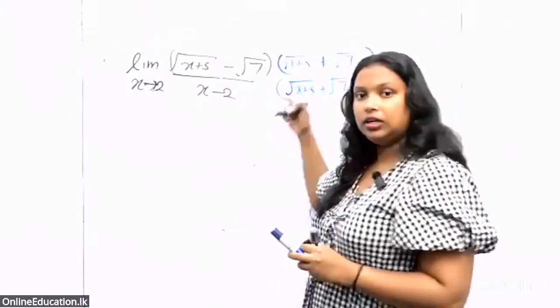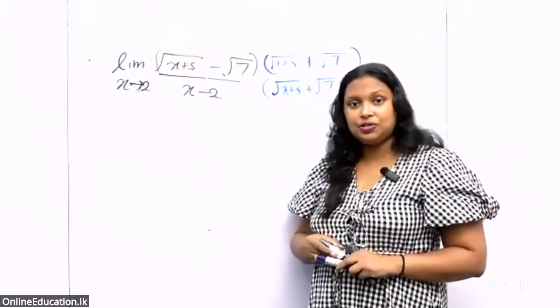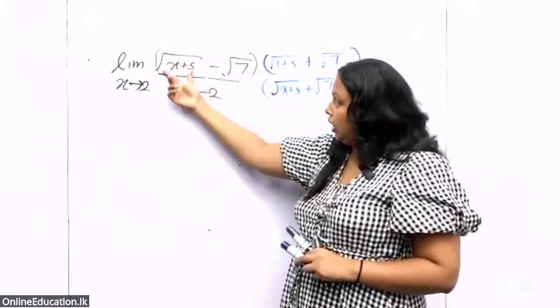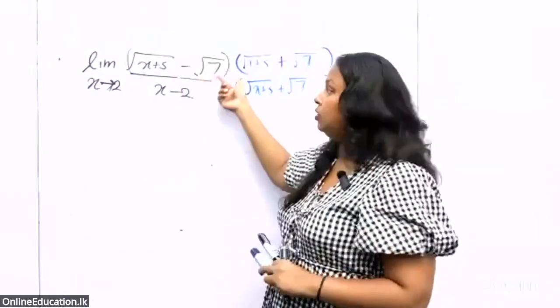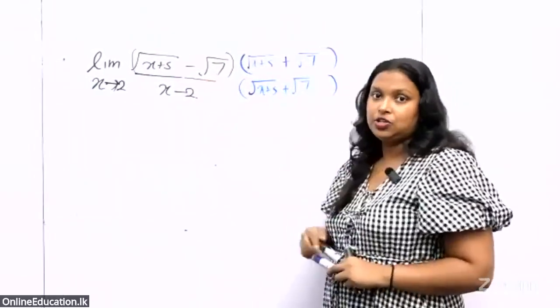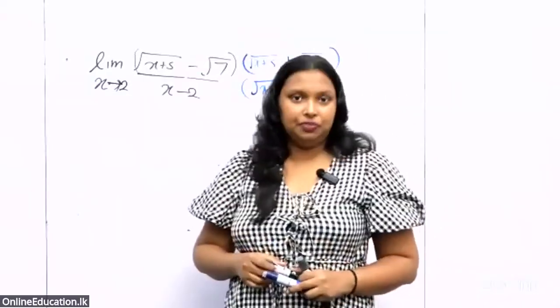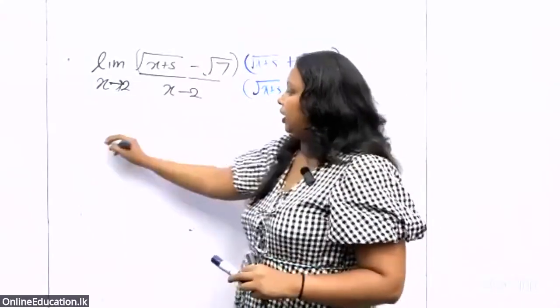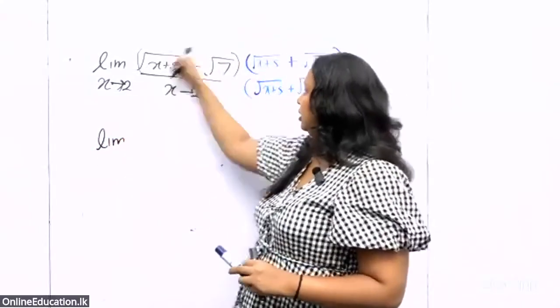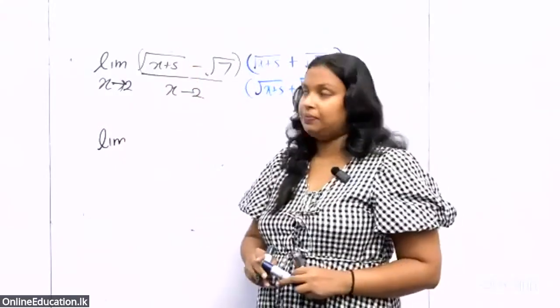This one, right? There you always get a difference of two squares. See, root x plus 5 minus root 7, root x plus 5 plus root 7. So for that one, we can write it as a difference of two squares. Clear? Okay, next step, we will write it as a difference of two squares.